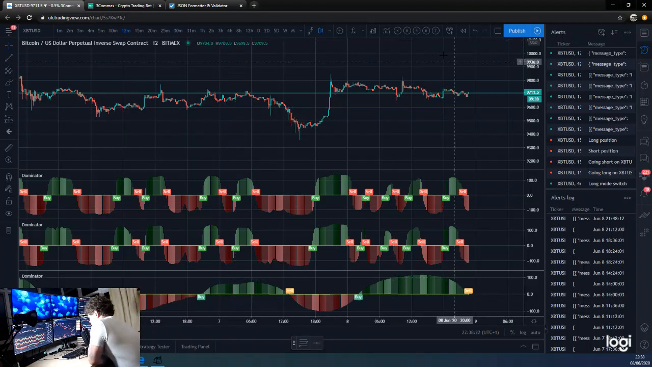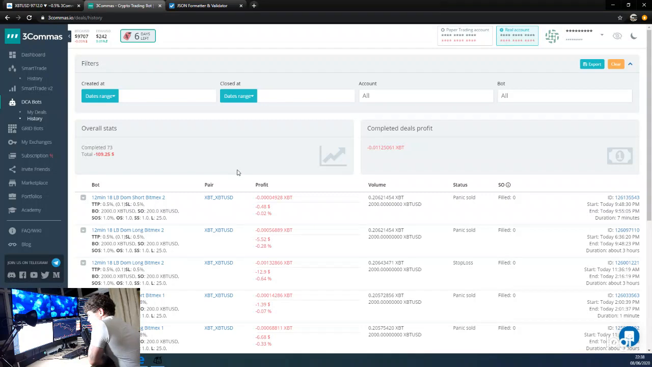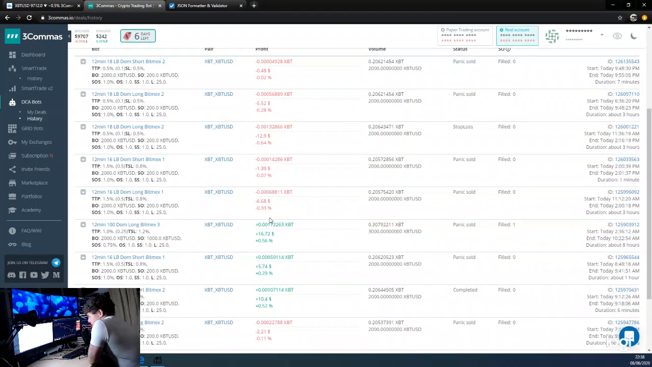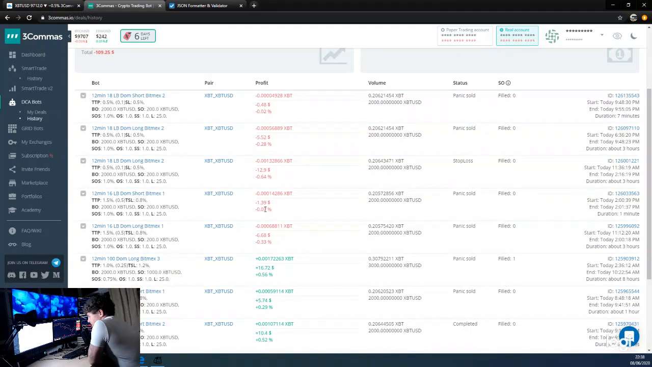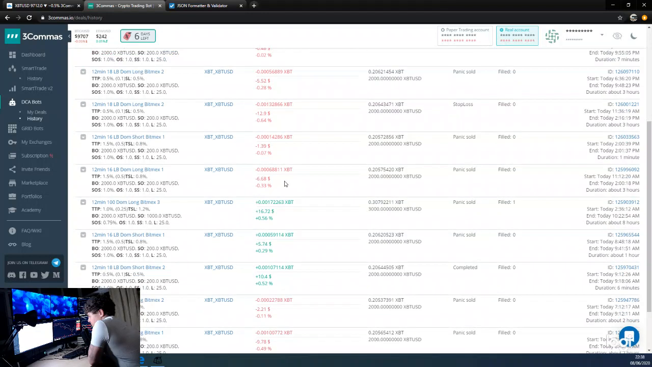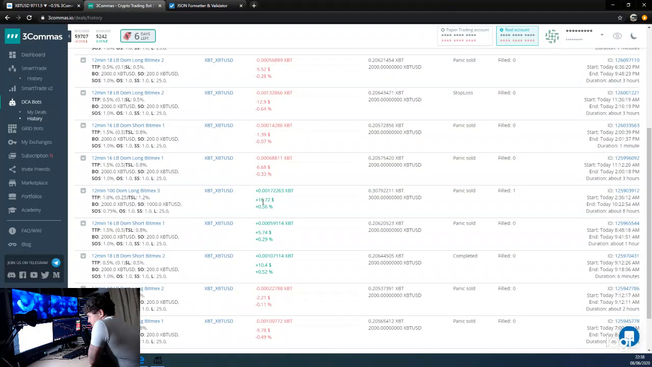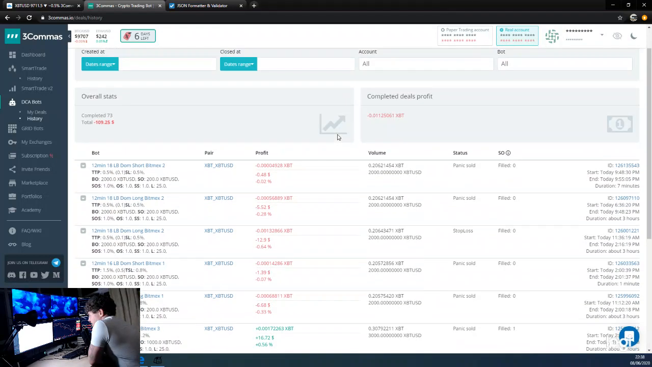Other than that, not much else to say bot wise. Just an update: 73 deals so far, down $109. A lot of the losses aren't that big. Relatively smallish losses: $6, $1, $12, $5, $4. A couple of better wins, $16, $5, $10, but then $2, $9. It is what it is.